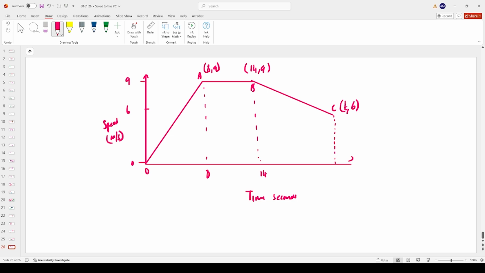The question says, here is a sketch of a speed time graph for part of a journey. The average speed from 0 to t was 7.2. So average 0 to t is 7.2 meters per second. Hold on, I'm trying to figure that myself. Work out the value of t.